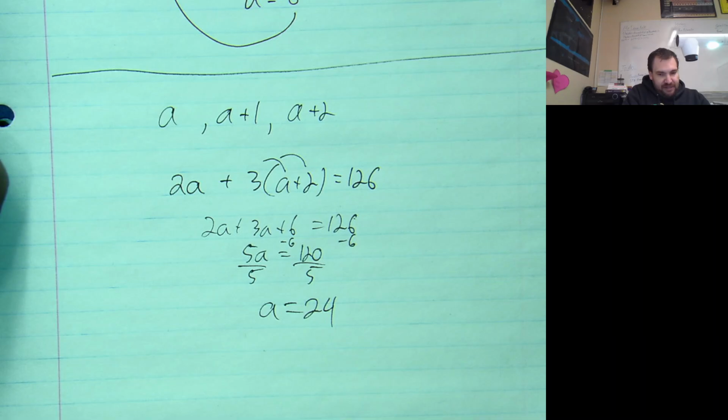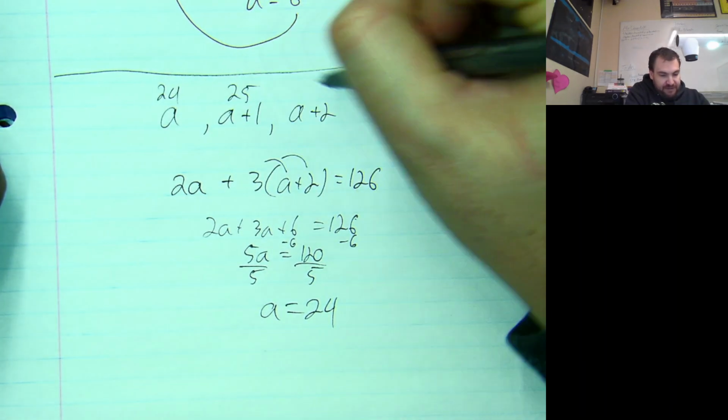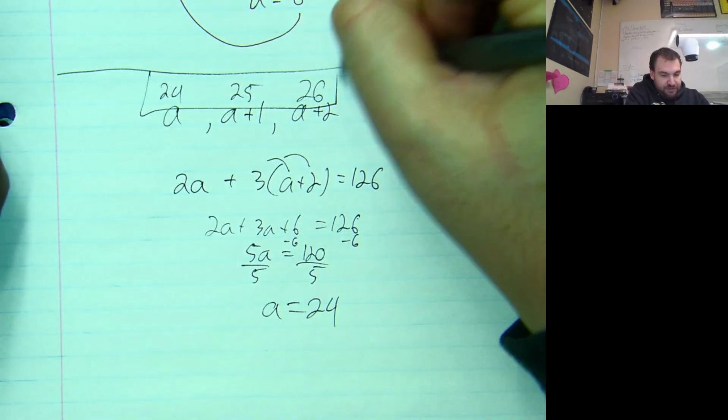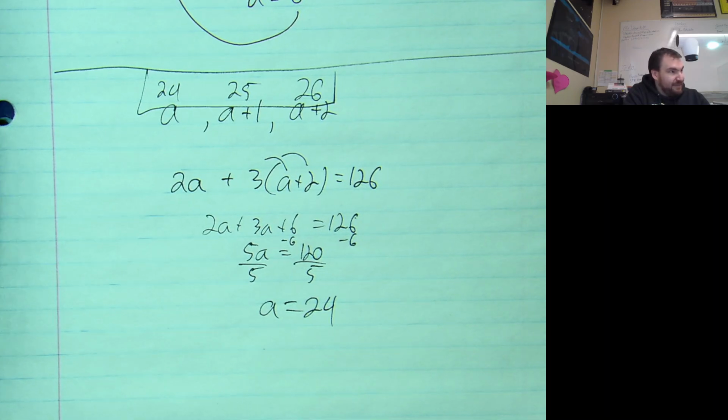24, 25, and 26. Love it. Which is, in fact, an option down there at the bottom. So this guy is 24, which makes this guy 25, which makes this guy 26. Those are my 3 integers. Comments, questions? Danny, does that make sense?